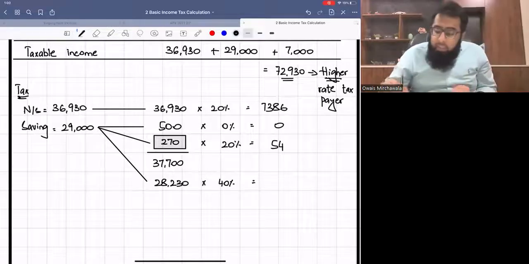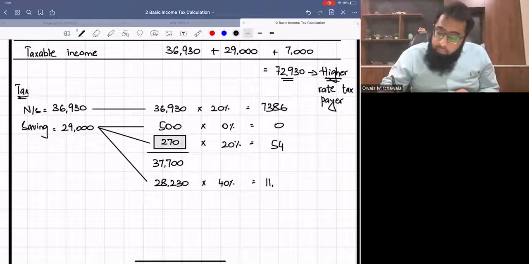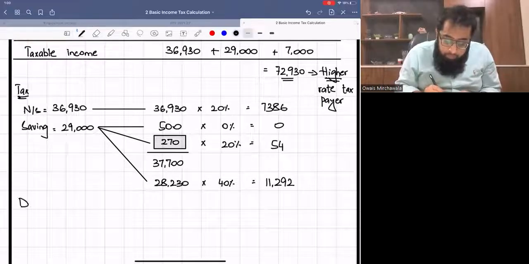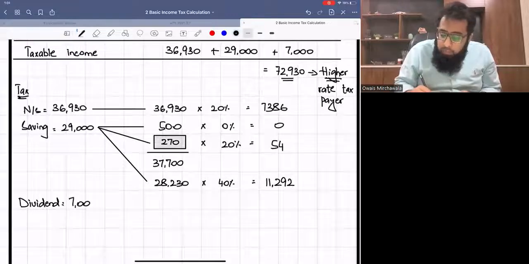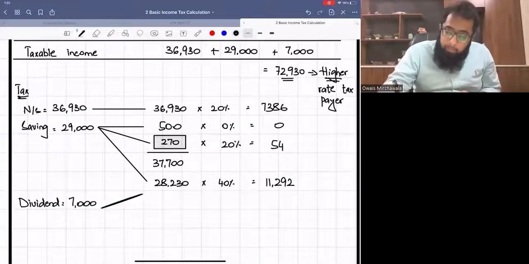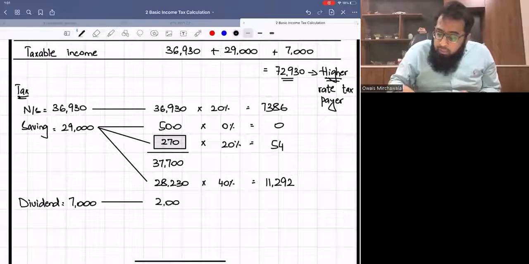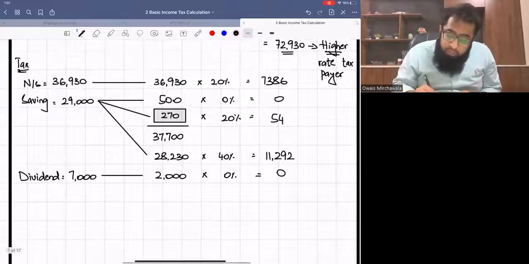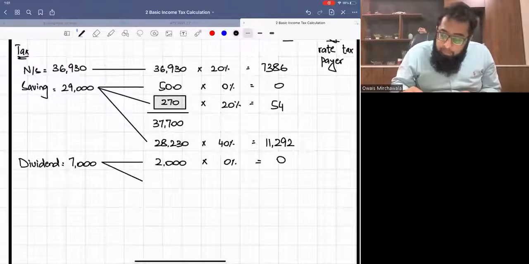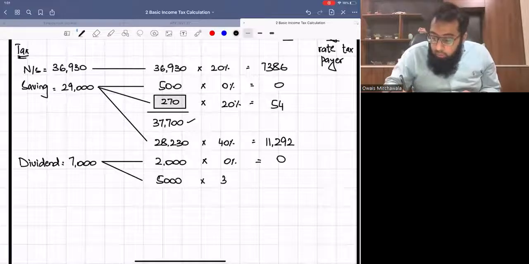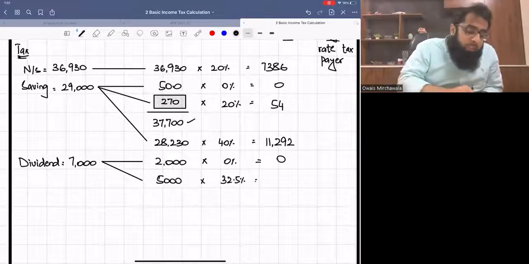In higher rate band, the rate is 40%. 11,292. And then we have dividend of 7,000. For dividend, first 2,000 always go at 0%. And the remaining dividend, since the basic rate band is used, so the remaining dividend goes at 32.5.